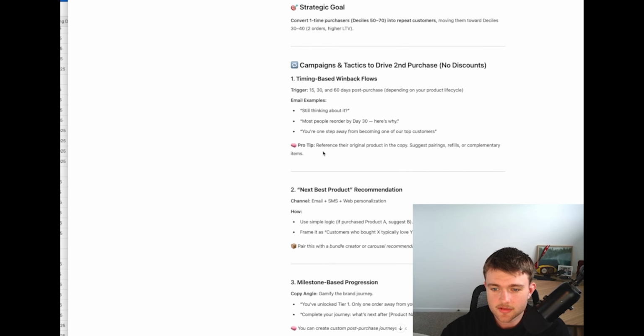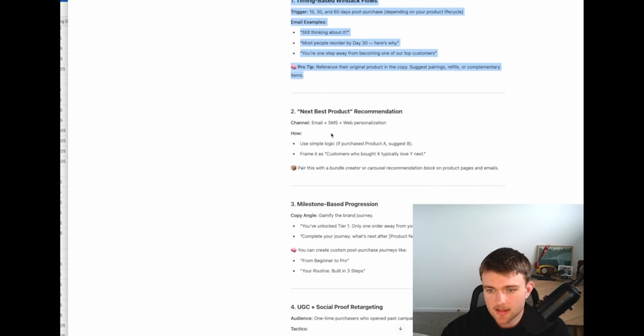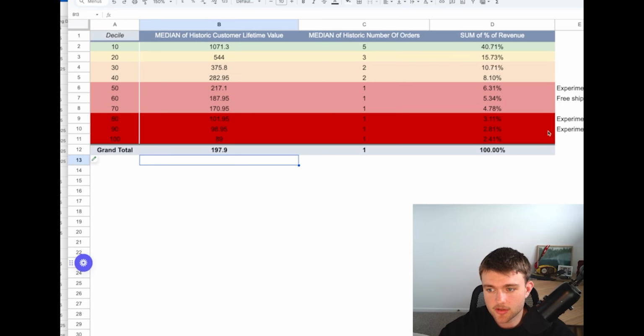Win back flows, yes, so that's going to be a core email function that we should hopefully be doing anyway. Email and SMS and web personalization, next best product recommendation. We could definitely experiment with personalized recommendations.